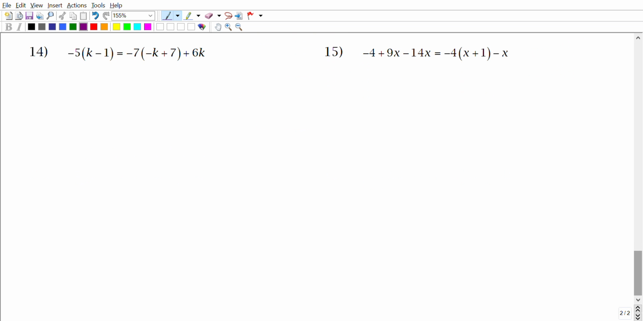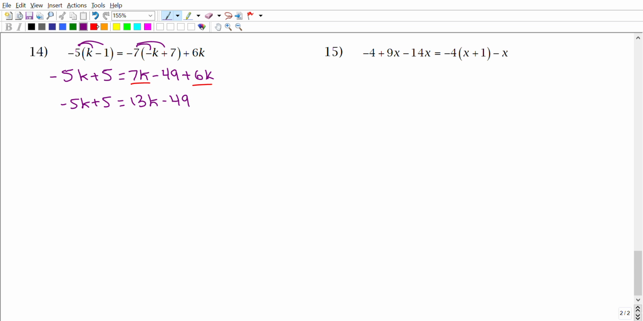Now, number 14, we have actually two sets of parentheses, so we're going to have to distribute twice. So I'm going to go ahead and distribute that negative 5 as well as that negative 7. So I get negative 5k plus 5. Remember, negative times a negative is a positive. So this is also just a 7k minus 49 plus 6k. Okay. Can I combine anything? Yep. I can combine those. So I get negative 5k plus 5 equals 13k minus 49.